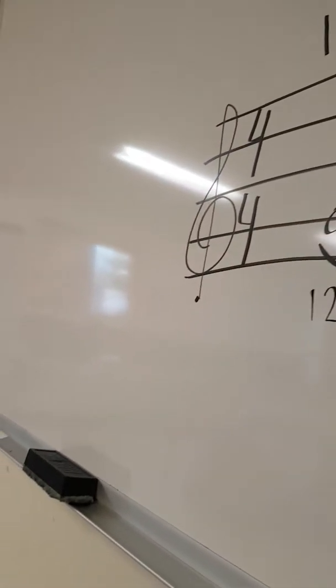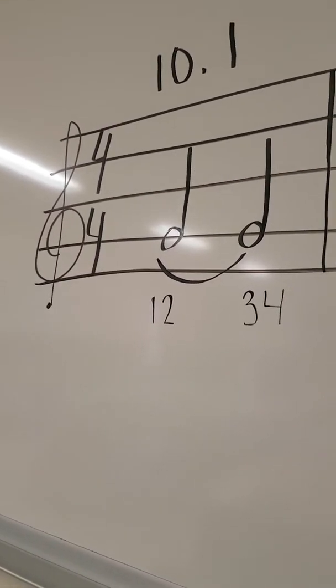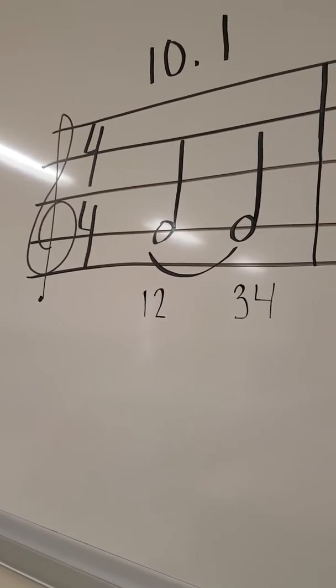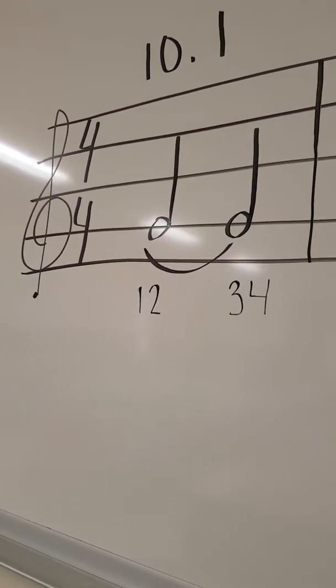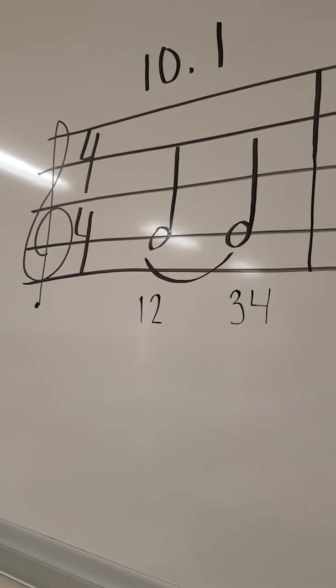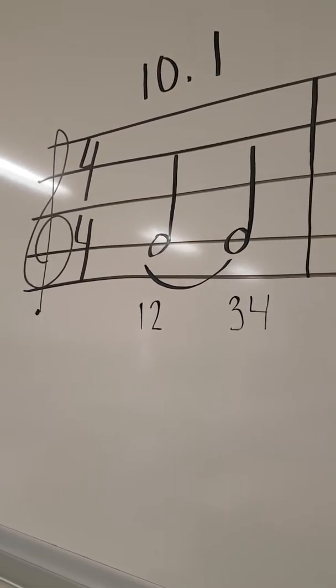So for 10.1, when you see tied notes like that, you play the first note, which is a G, but you do not play the second note. You hold it for the length of time of both of those notes put together.